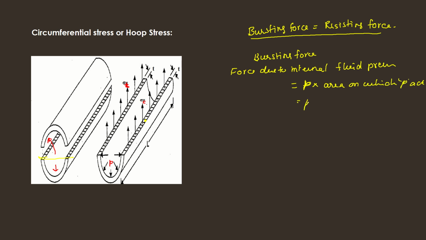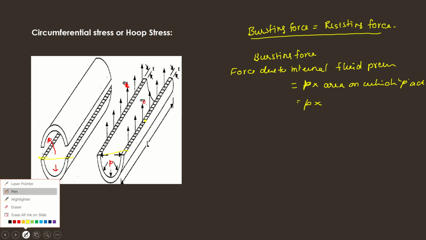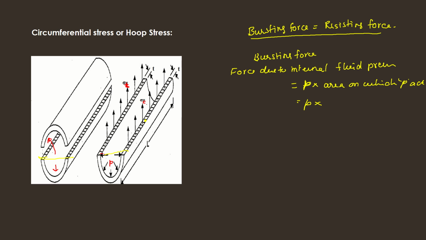So I will say small p multiplied by the area where it is being failed, in this portion, right? In this portion it is being failed. At this portion, the material is being cut into two portions. So can you tell me what is the area of that?